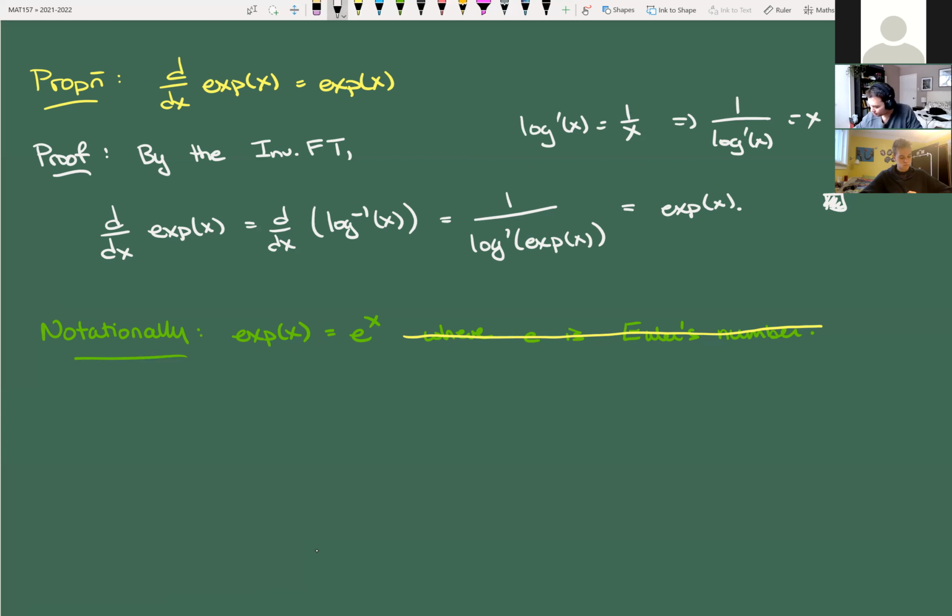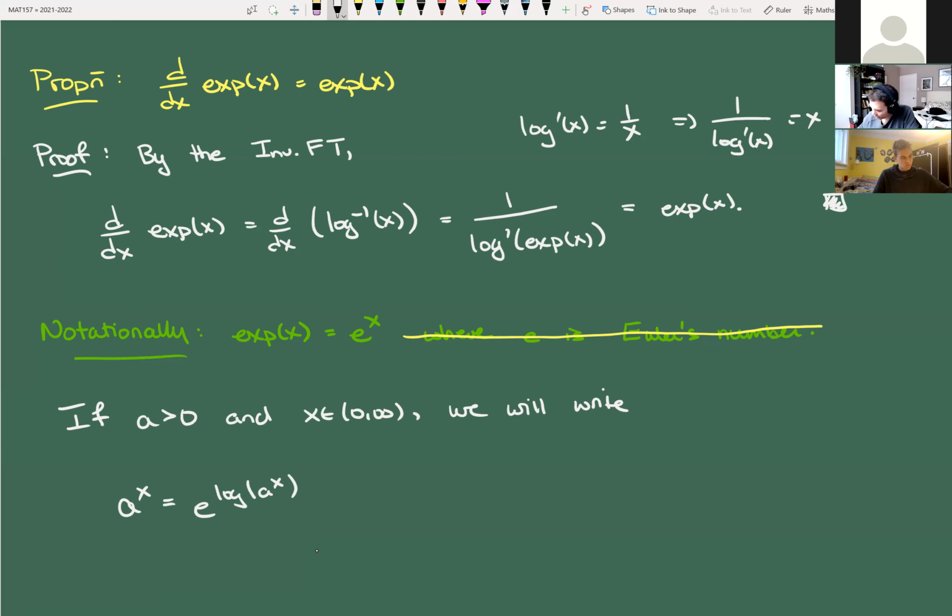And then as well, if a is some positive number, we're going to demand that a be positive, and x is in (0, infinity), we will write a to the x is e to the x log a, right? Or e to the log a to the x. And this is actually now going to be the definition of this thing.